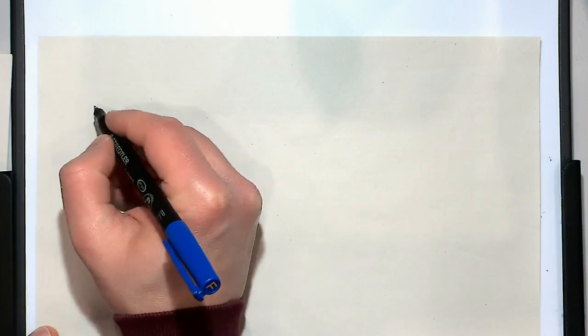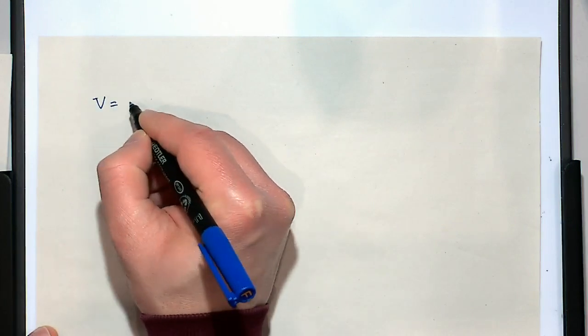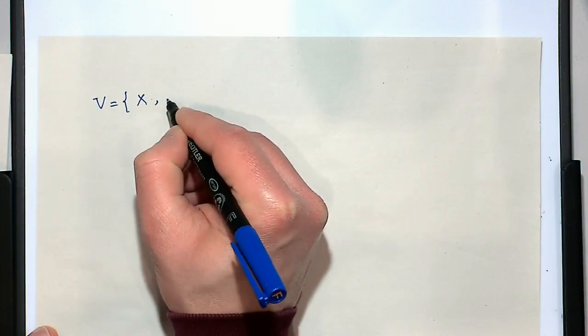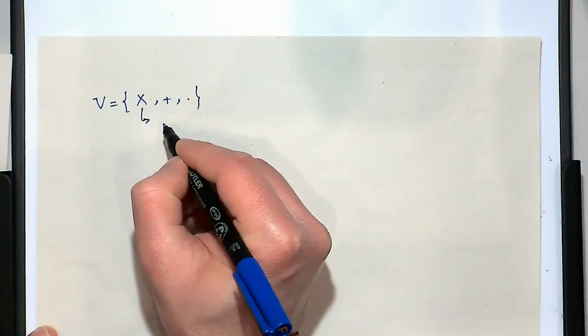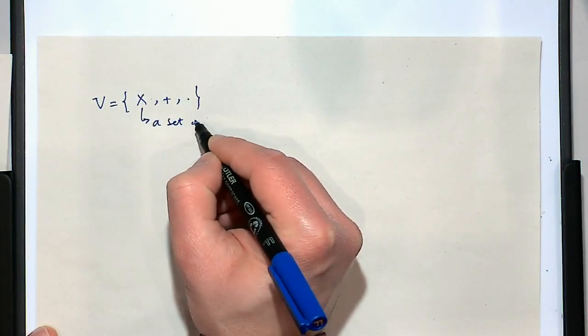Okay, now we are going to move on to some basic definitions about vector spaces. So imagine that we have this V as X, plus, and dot product. So this X is a set of vectors.